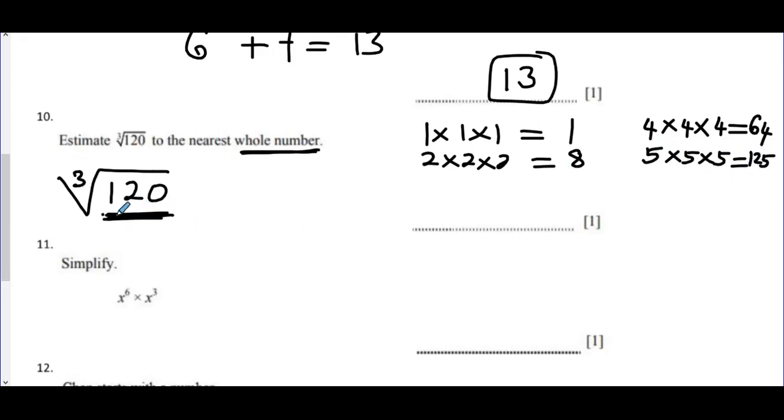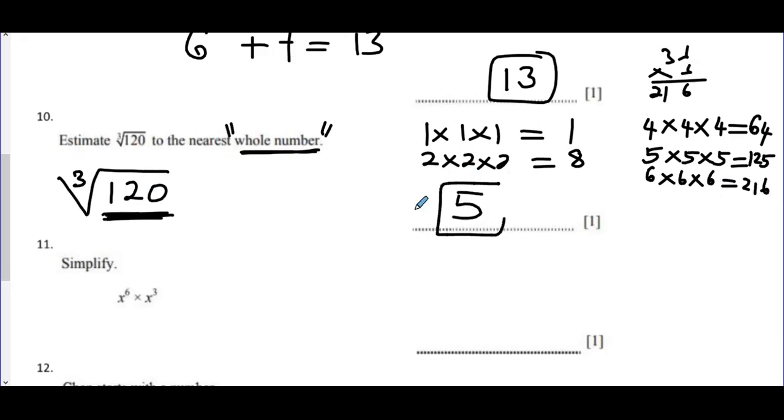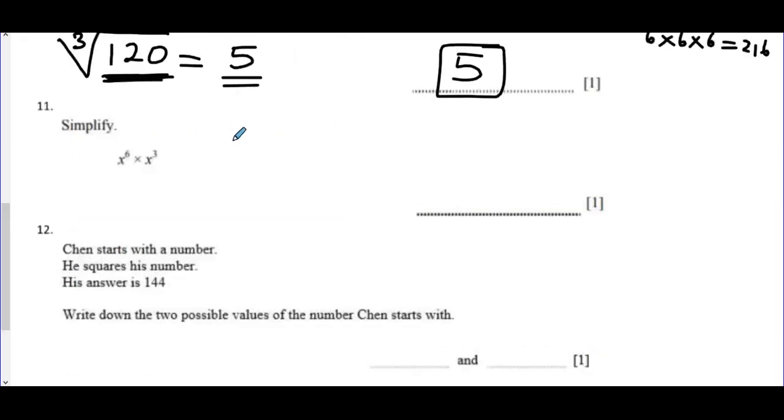Wow, we are very close to 120. Try 6. 6 times 6 is 36. Times 6 again, 36 times 6 will be 216. No, this is so much. So the whole number which, when multiplied by itself 3 times, gives you 120 or something close to 120, will be 5. So to estimate the cube root of 120 to the nearest whole number, the cube root of 120 is approximately 5. The next question is x to the power of 6 times x to the power of 3.